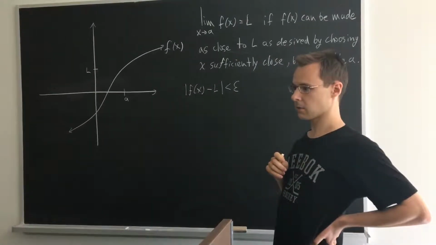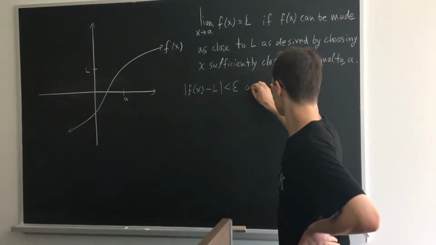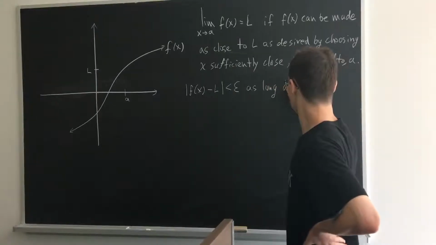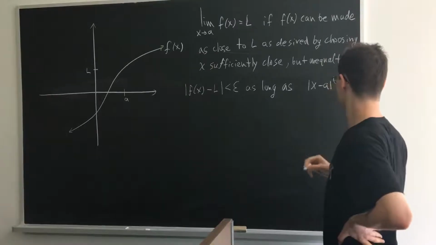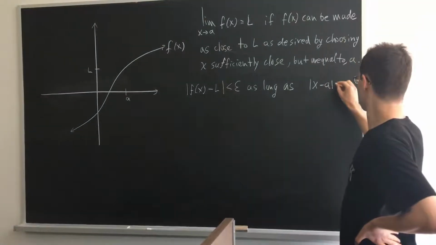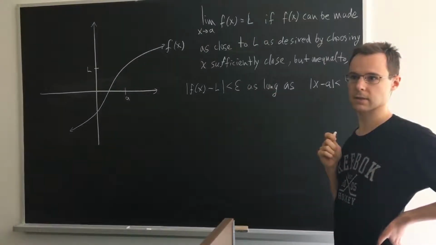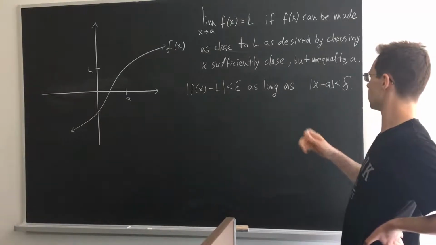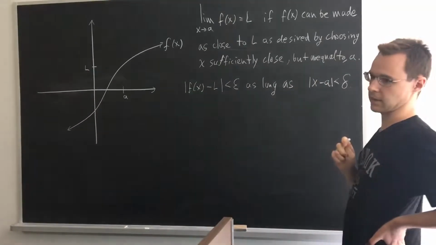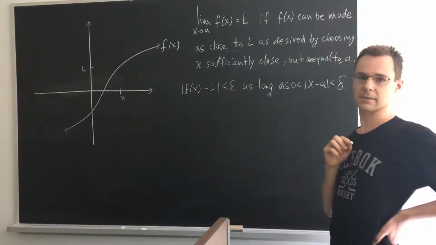This can be made less than epsilon as long as x is chosen close enough to a. What does that mean? The absolute value of f of x minus L is less than epsilon as long as x minus a, the distance between x and a, is less than some other quantity, which will most likely depend on the size of epsilon. We call that delta. Now lastly, x cannot be equal to a. It just has to be really close to it. So we put that in there.